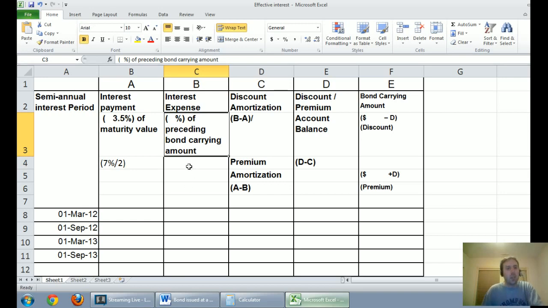Our interest expense is based on the market rate of interest. You'll recall the market rate here was 6%. And again, I do the same kind of math, 6% divided by 2, and that equals 3%. So I'll fill that number there.